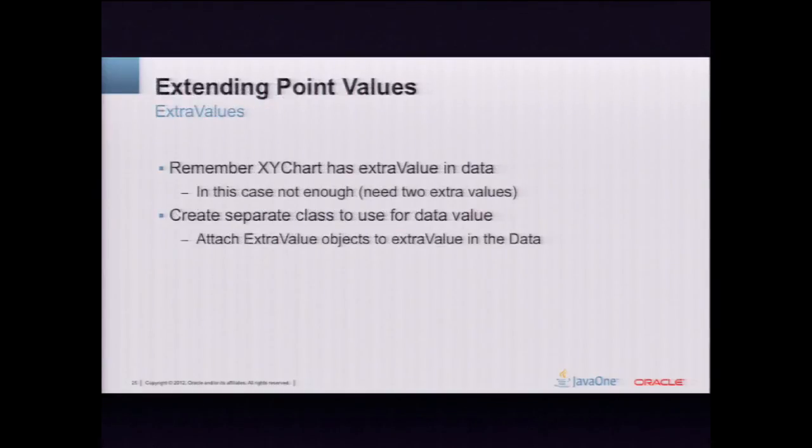So in terms of the point values, we remember we had the extra value as part of the XYChart data. So we had an X and a Y value, and then we had extra value. Extra value is an object reference. So it's easy enough to say, okay, well, it gives us an extra value, but we need 2 extra values. So all we do is encapsulate that in a class, and then we can provide a reference to an object of that type in our extra value.